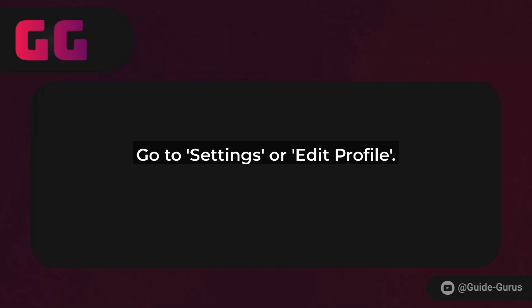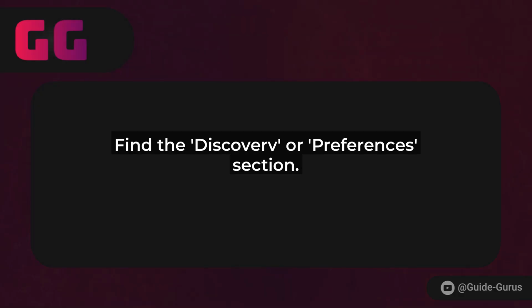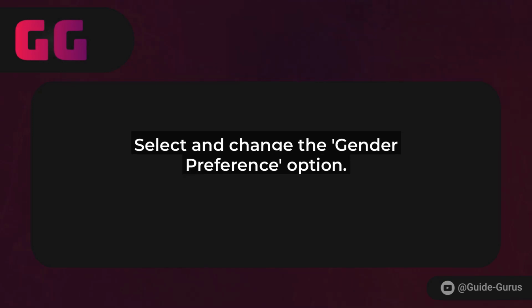Next, tap on Settings or Edit Profile. Scroll down until you find the Discovery or Preferences section. This is where the magic happens. Look for the Gender Preference option. It's often under a sub-menu like Show Me. Here, you can select your desired preferences, whether it's men, women, everyone, or more specific identities that Tinder now supports in 2025, thanks to their inclusive updates.